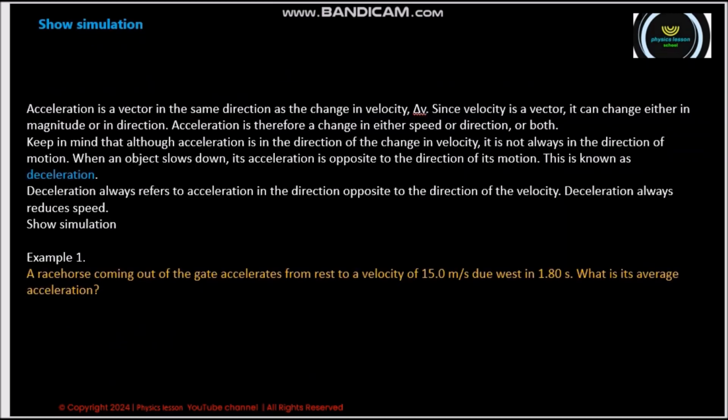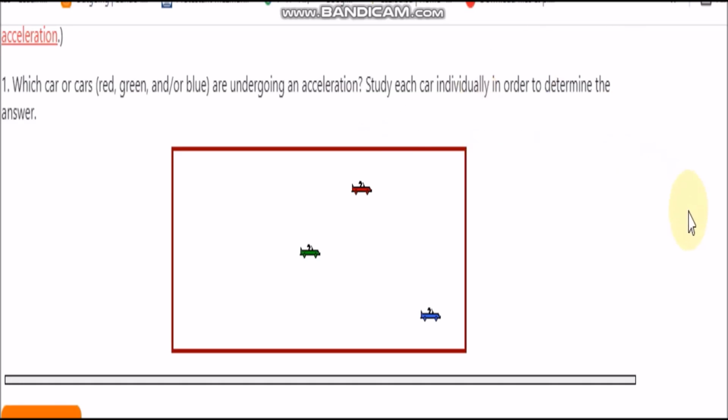Let me show you one simulation. All right, here we go. Here are three cars: the first, the red, the green, and the blue, this one. Now look at their motion. Look carefully up to the end. Again, look carefully.